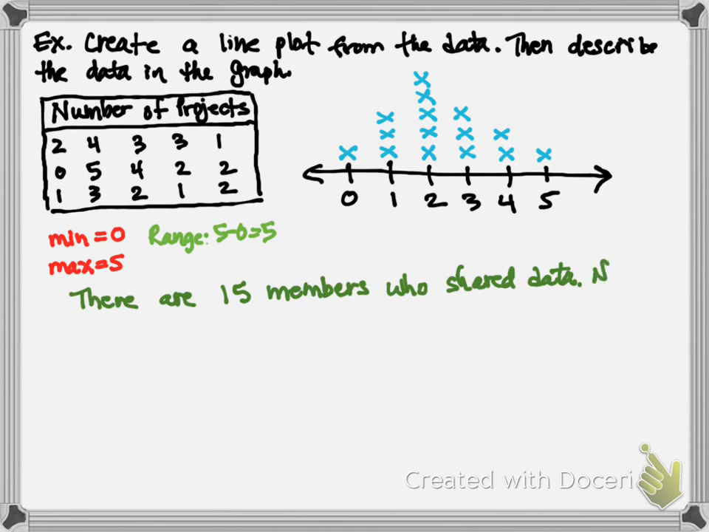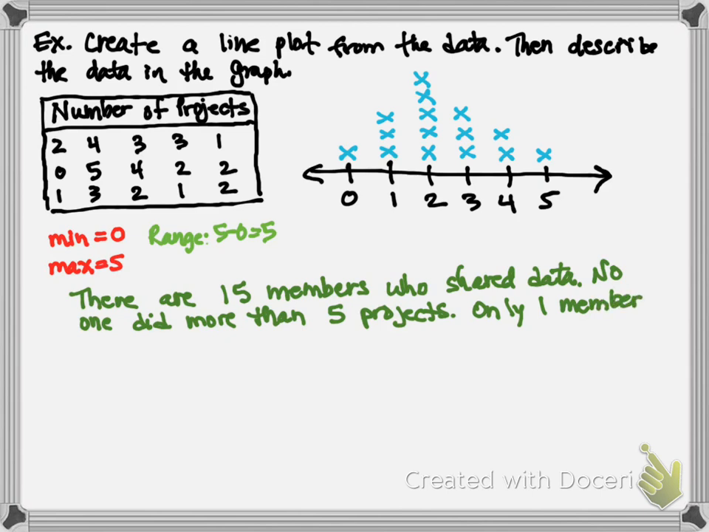No one did more than 5 projects, so that's talking about the maximum. Only one member didn't do a project. There's one X in the 0, so that's talking about your minimum.